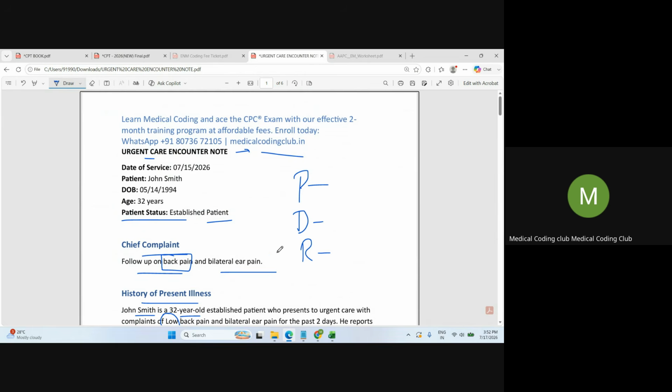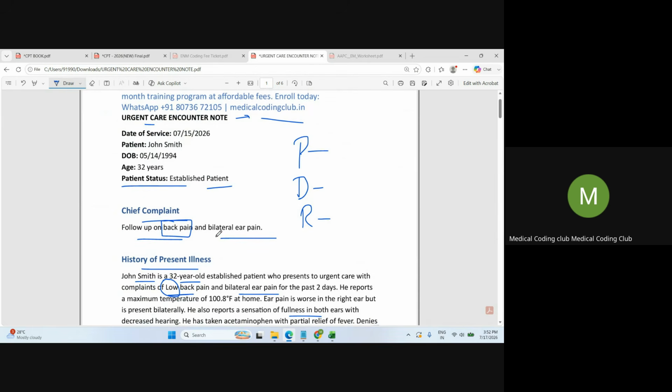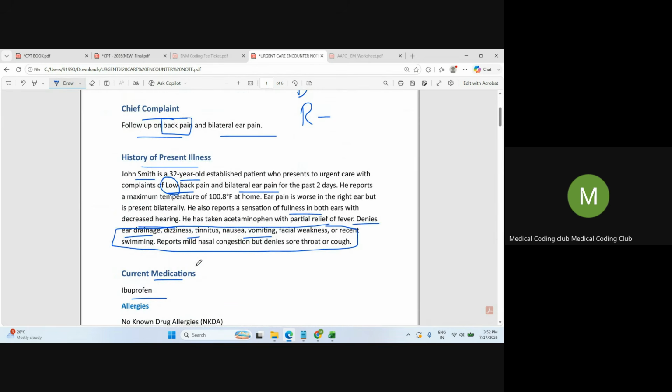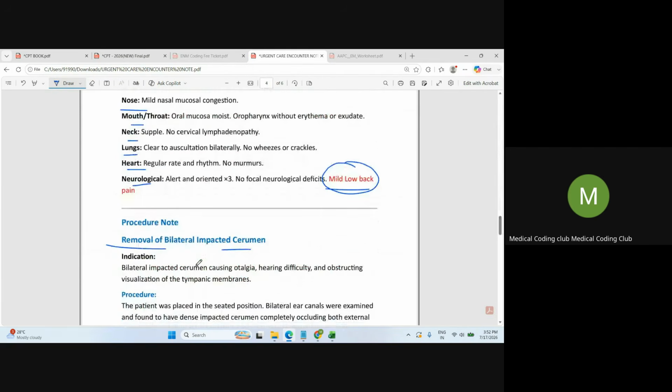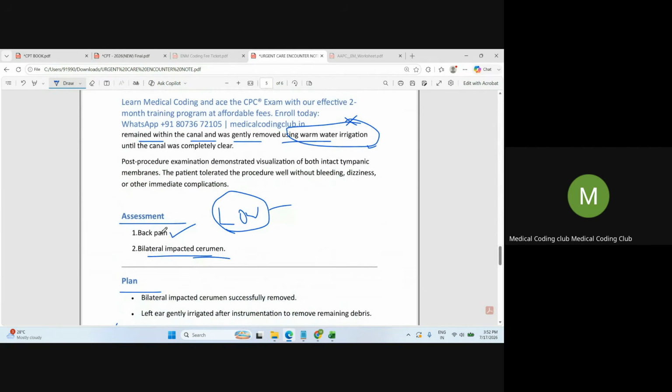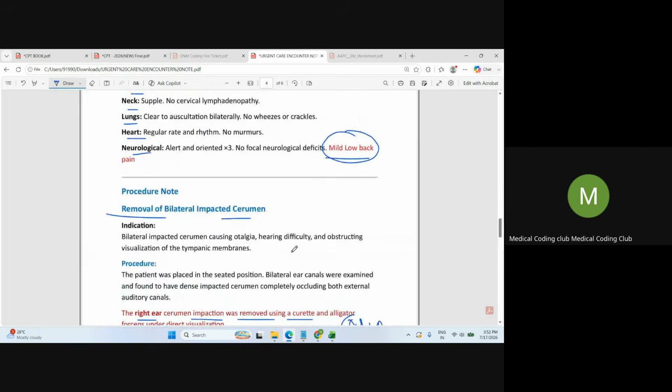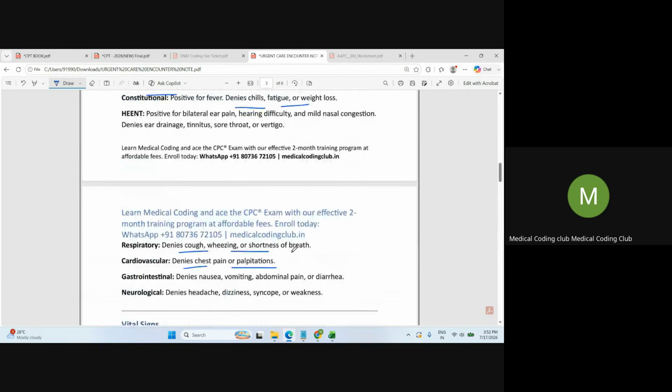Firstly, we will see the problem being addressed. As you can see, there is only back pain, low back pain, and bilateral impacted cerumen. Both of these conditions fall under acute uncomplicated illness.